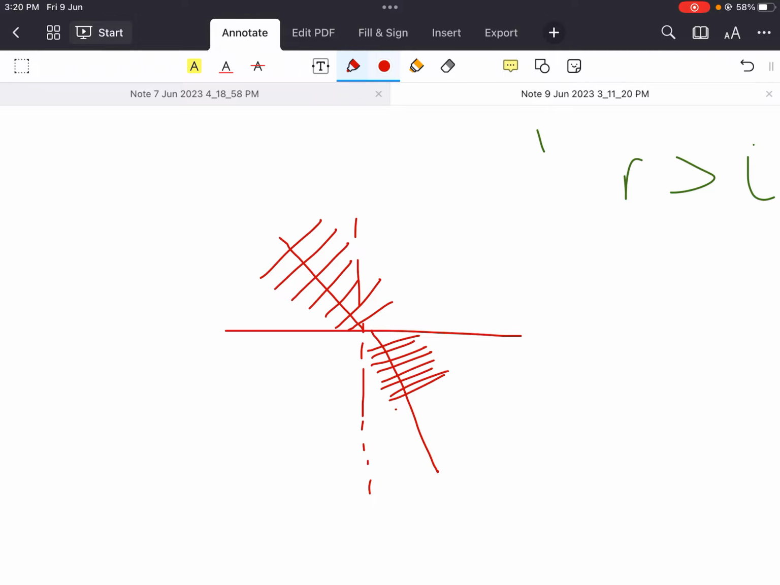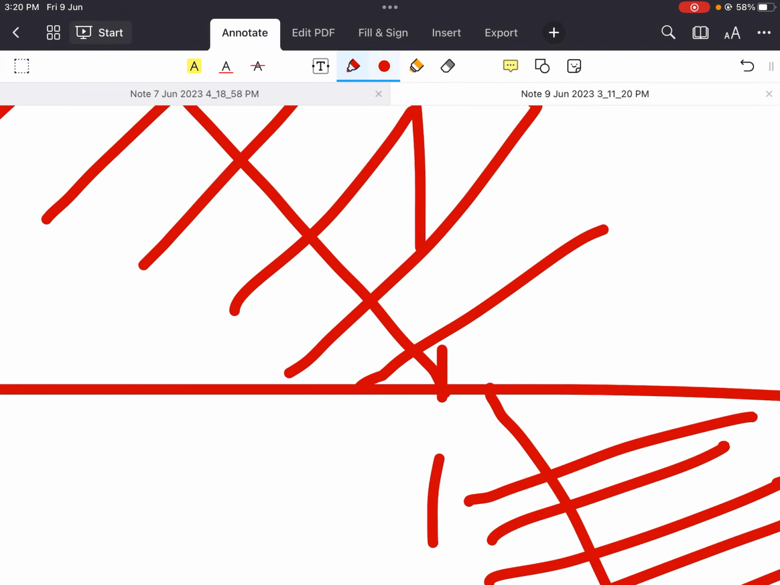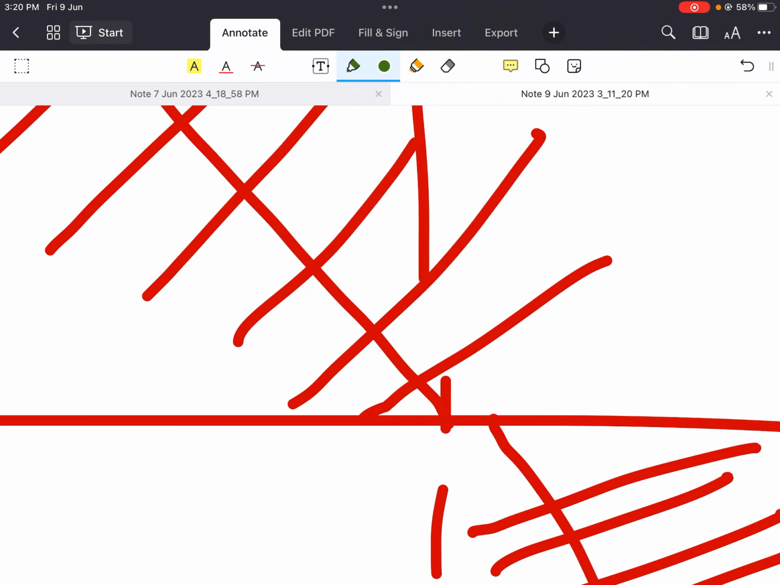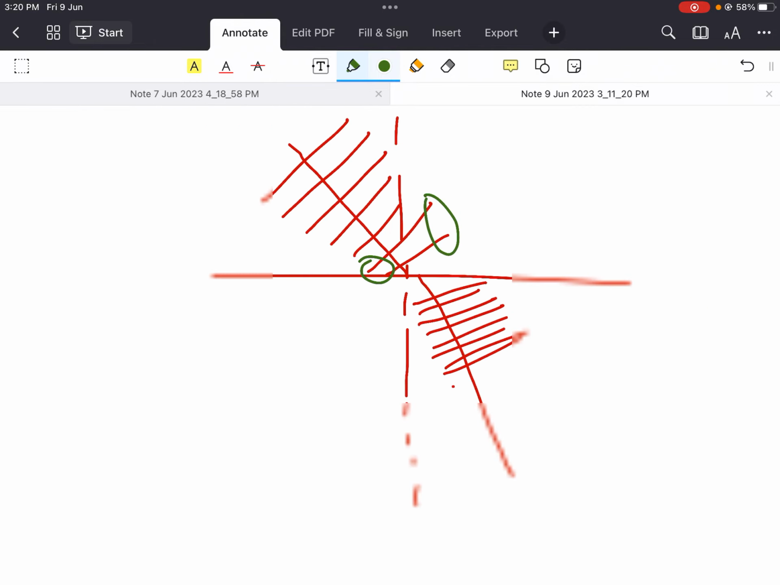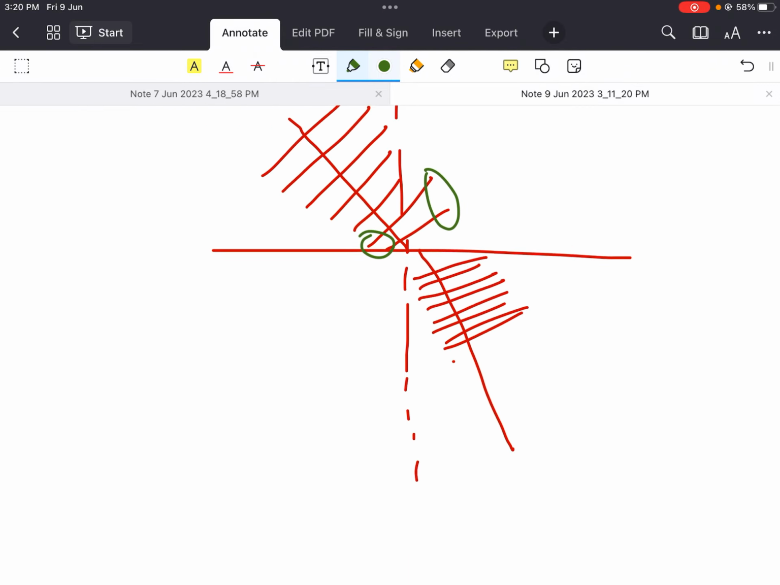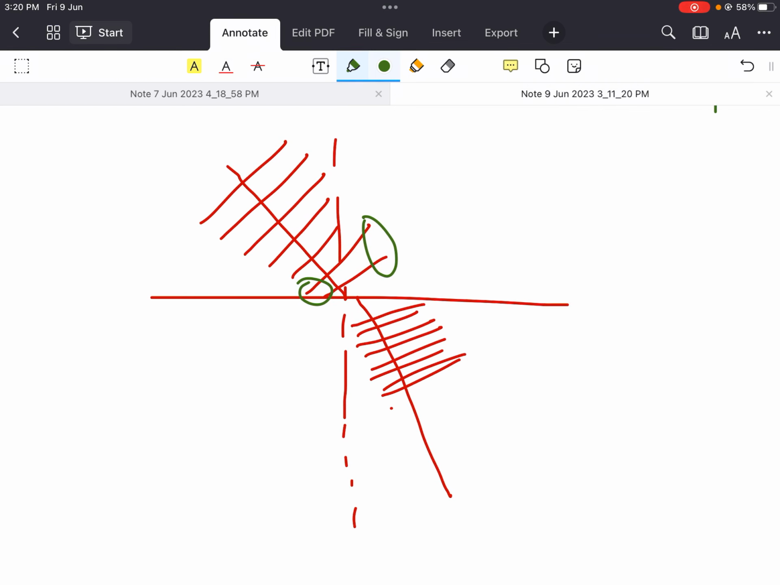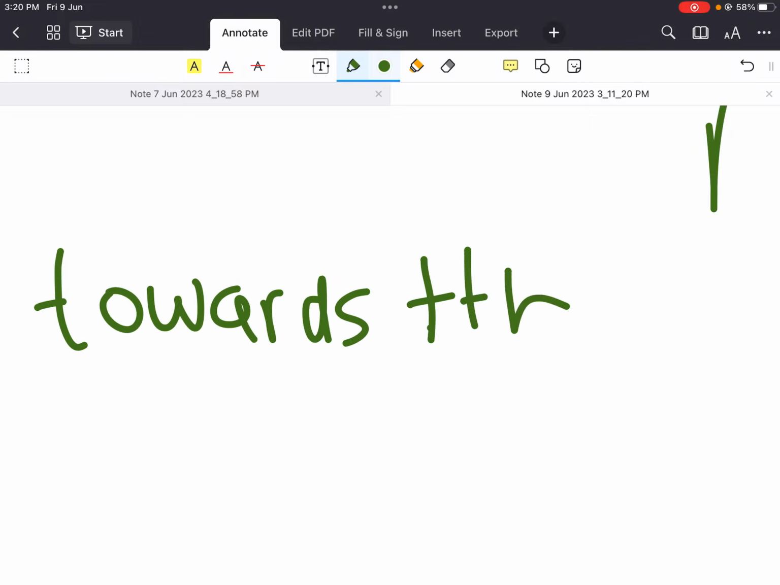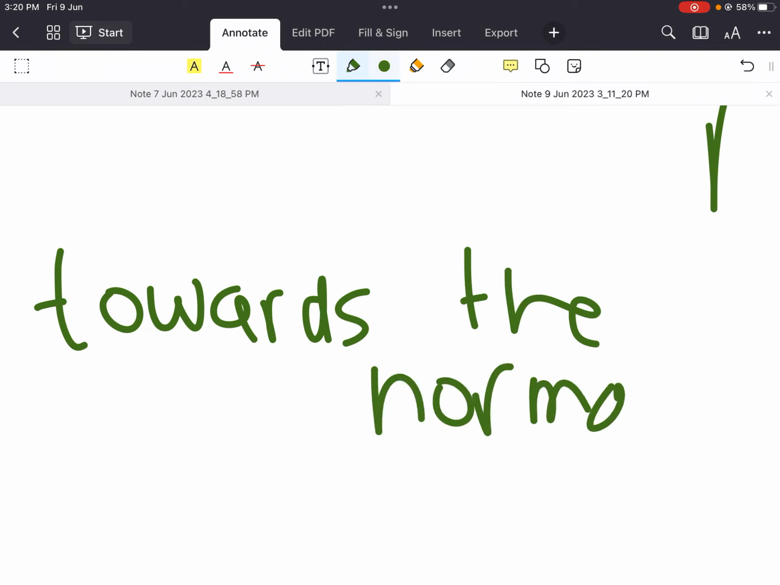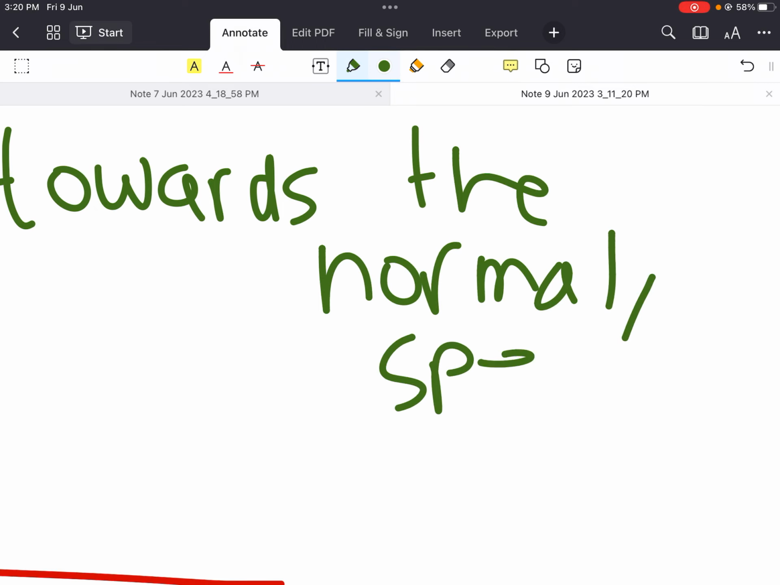So as you can see, this side enters the medium before this side, right? And another thing that I have to mention is that when a ray is refracting towards the normal, its speed is decreasing, right? Its speed, towards the normal, speed decreases.